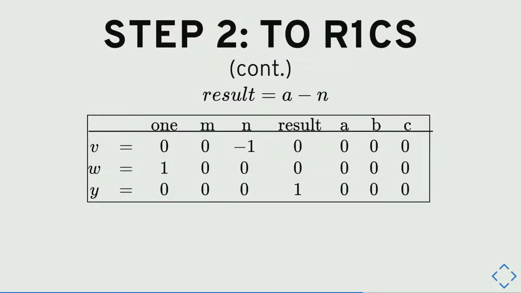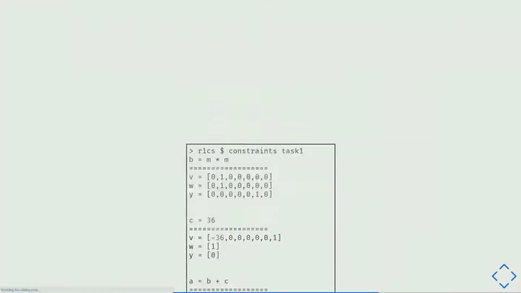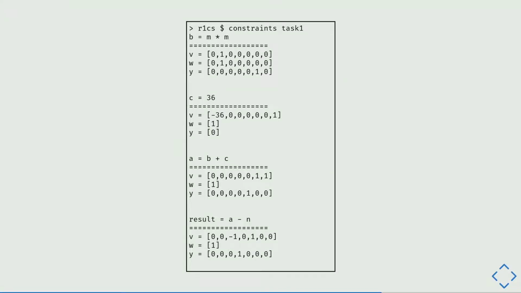And then for subtraction, we just use -1. And then because it's the result, we set y to 1. Okay, yeah, so that's how you would implement that. And then if we run this against the constraints that we generated earlier, we get these lists of v, w, and y values, which are what we want.